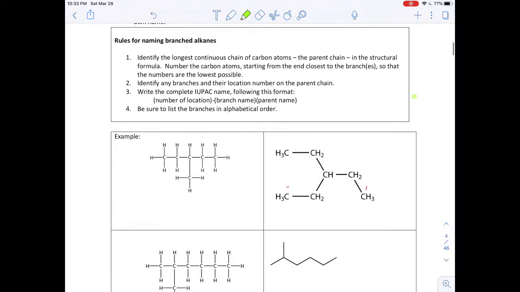When we're naming branched alkanes, our first task is to identify the longest continuous chain of carbon atoms. We're going to call it the parent chain. We number the carbon atoms starting at the end closest to the branches, so we want the branch numbers to be as low as possible. We always number from the same direction once we've picked our direction. We identify any branches and their location numbers along the parent chain, then write the name: the number of the location, branch name, and then parent name. We list branches alphabetically. We won't see all of those steps in each example, but we need each of those steps.